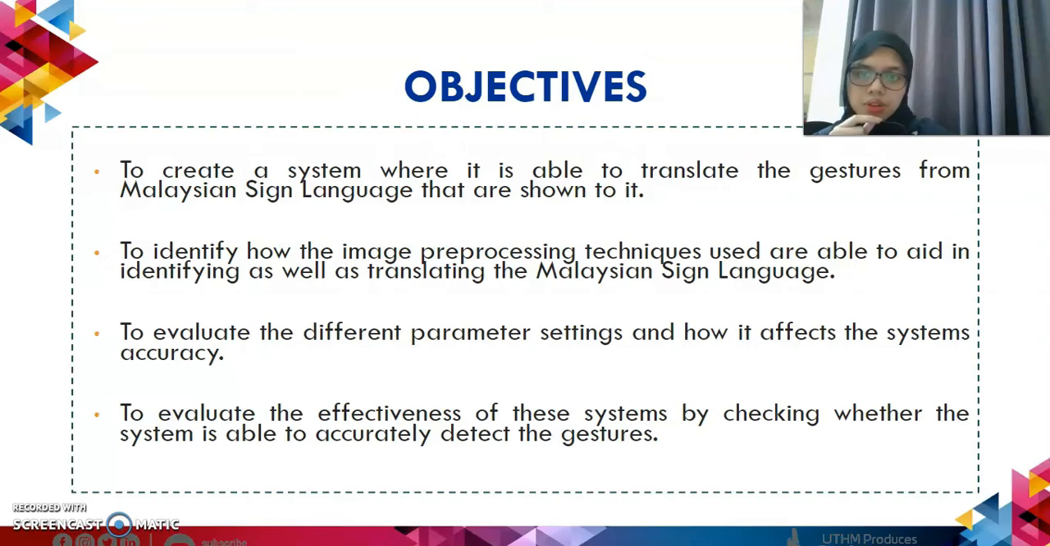So here are the objectives. Firstly, to create a system that is able to translate the gestures from Malaysian Sign Language that are shown to it. Second, to identify how the image processing techniques used are able to aid in identifying as well as translating the Malaysian Sign Language. Third, to evaluate the different parameter settings and how they affect the system's accuracy. And lastly, to evaluate the effectiveness of the system by checking whether it is able to accurately detect the gestures.